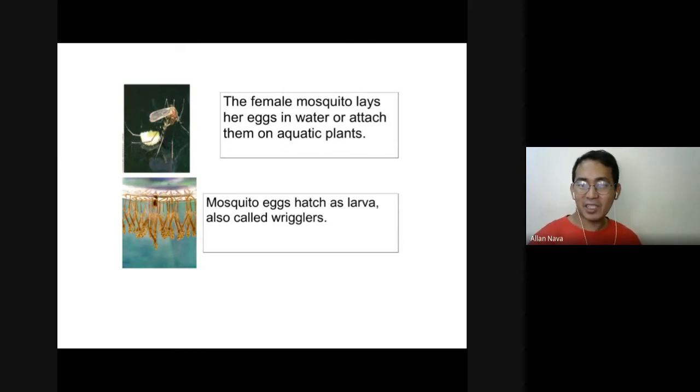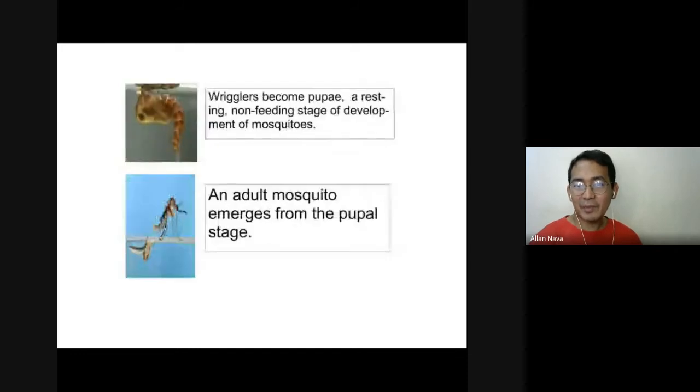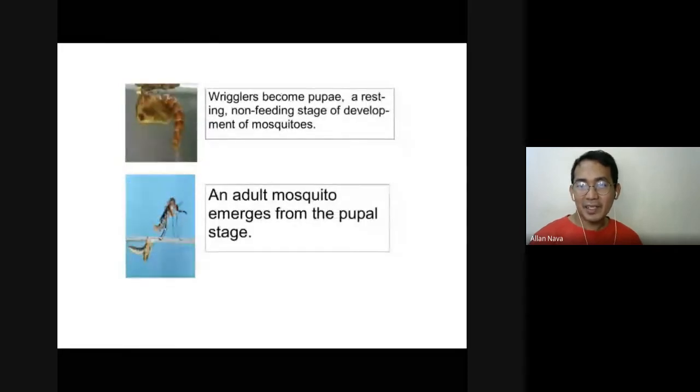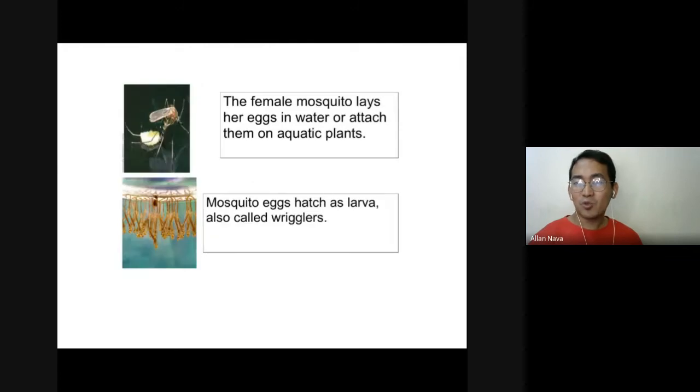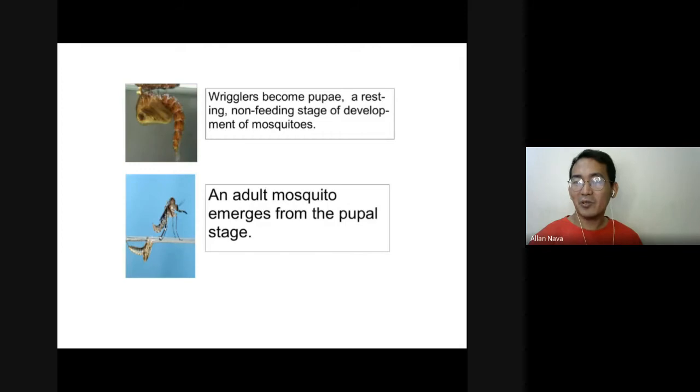Kaya ganyan yung itsura niya, di ba? And then, ayan na mangyayari. Magiging pupa na, the resting and feeding stage of development of mosquitoes. And an adult mosquito emerges from the pupa stage. Kaya kung titignan niyo, class, dito, sa tubig siya nangingitlog. Kaya kung ayaw natin magka-dengue, kailangan tanggalin natin sa bahay.